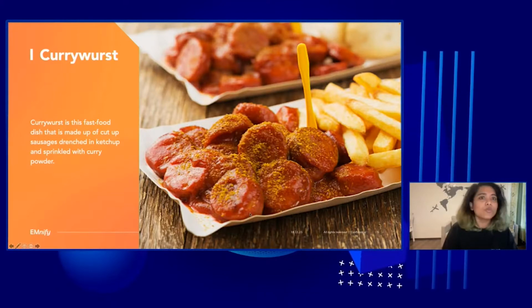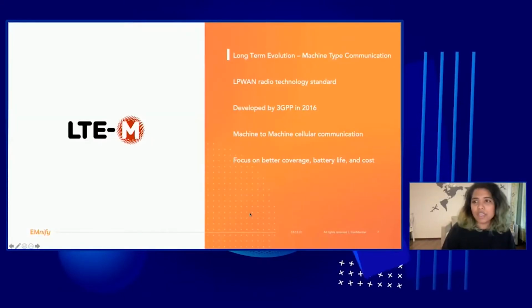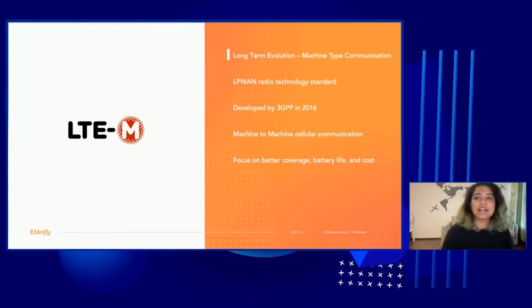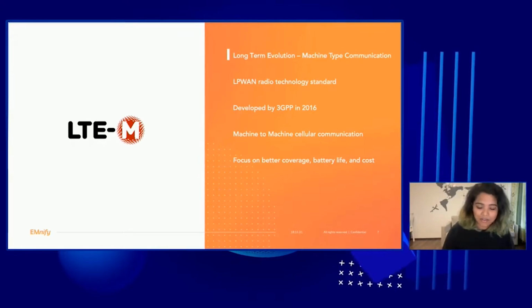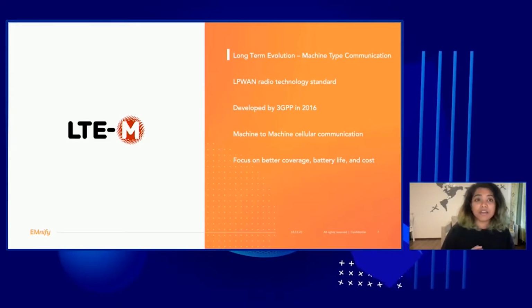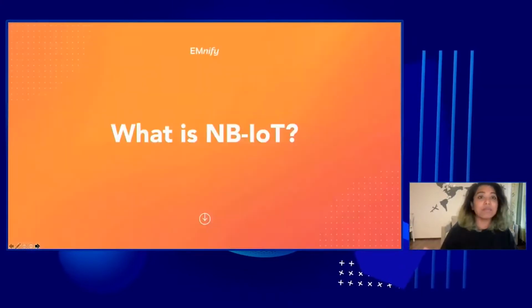And then what is LTE-M? So the Wikipedia definition would be LTE-M is this long-term evolution machine type communication standard. It's an LPWAN radio technology standard. It comes from LTE itself. And it was developed in 2016 specifically for machine-to-machine and IoT device cellular communication. And it was mainly done to focus on better coverage, better battery life, and to reduce the cost of, in general, LTE modules. And then its sister or its brother, let's say, is NB-IoT.